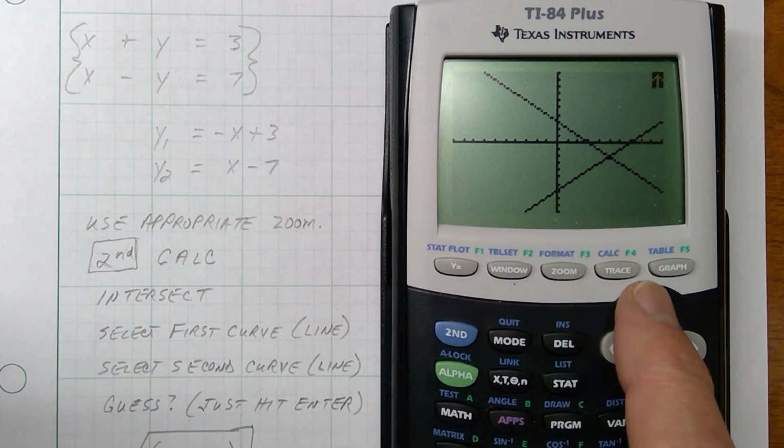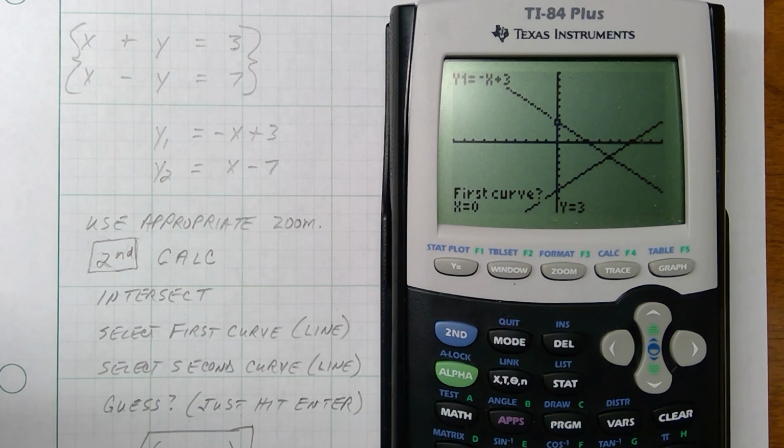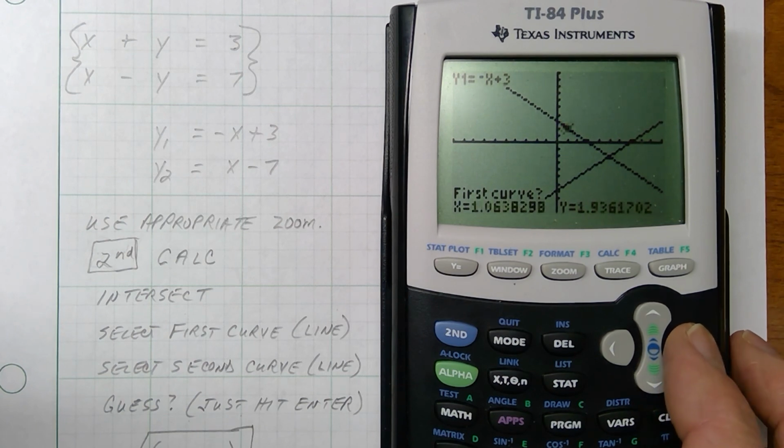It's the second function of the trace button. It says, what do you want to calculate? Go down to number 5, choose intersection. And now they ask you a bunch of questions. They're asking, are you on the first curve? I'm just going to move around so you can see the dot there.